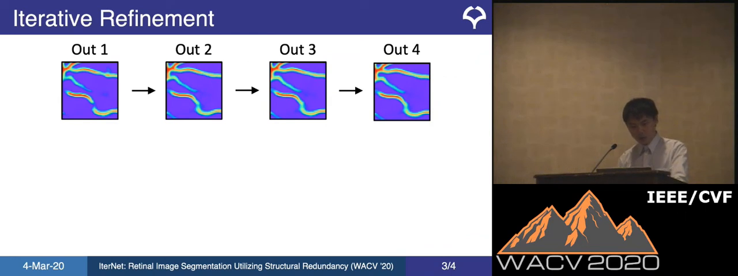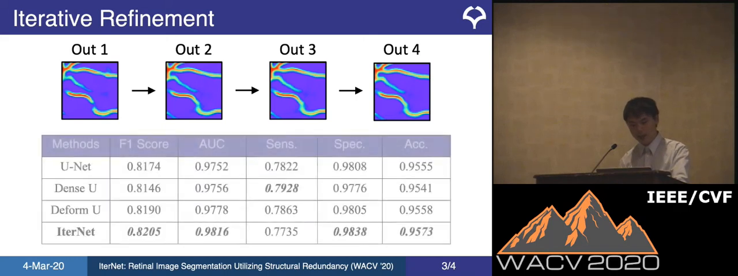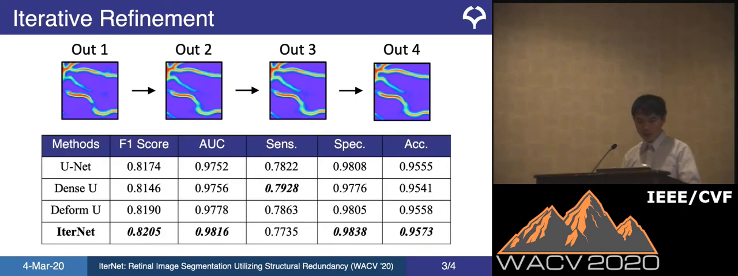Here we show the output from the base module and the three outputs from three refinement modules. We can see that with the iterative predictions by the refinement modules, Ethernet can gradually connect the vessels together. We have comparison with the existing methods showing the performance boosts. Here are the experiment results on the DRIVE data set. There are only 20 images in the training set of DRIVE, and the Ethernet achieves the best performance in most of the metrics.